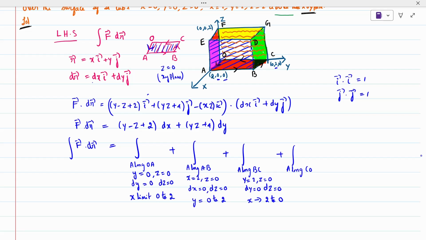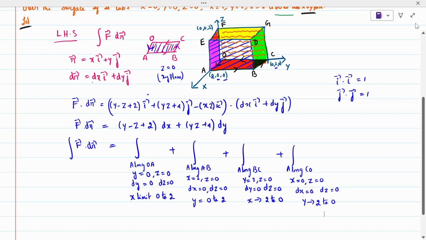So along CO, we know that CO means at x equal to 0 and z also 0. So dx is 0, dz is 0. So we have to write the y limit. When I write the y limit, you check the diagram. The y limit I have to write from here to here, so 2 to 0. So that is completed. All this we have to substitute in F into dr, integrate it, and you get your left hand side. So that only I am going to do.